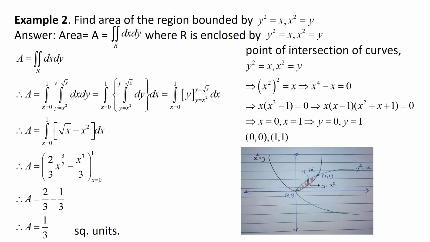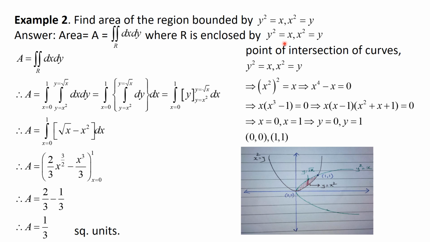Next, example 2. Find the area of the region bounded by y square equal to x and x square equal to y. So how do we find the area of the region bounded by the intersection of two parabolas? Look at the diagram. This is the curve y square equal to x and the curve x square equal to y. This shaded region is nothing but the area bounded by the intersection of two parabolas. So we are interested in finding this area A. So the formula is the double integral dx dy, where R is enclosed by y square equal to x, x square equal to y.